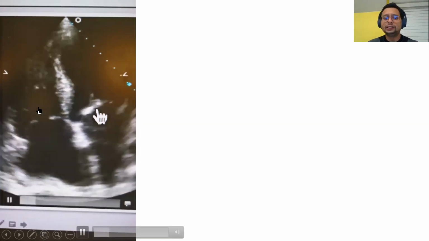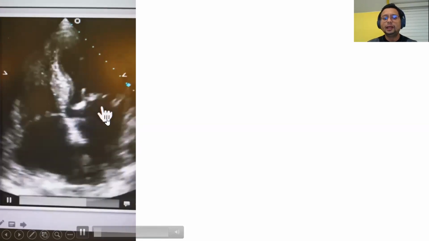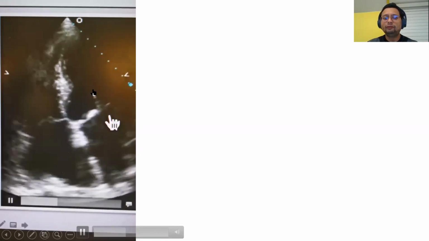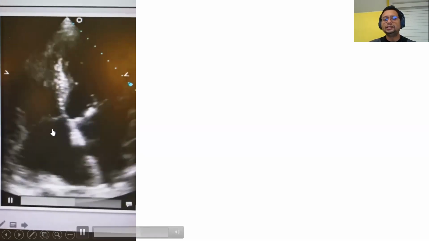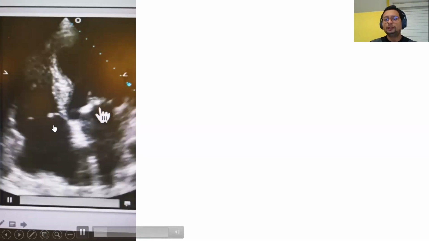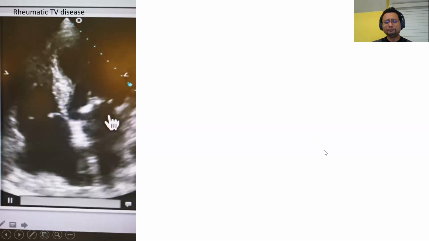Again, I want to correct myself. This is a normal echo, that is the right ventricle, left ventricle. As you can see, the mitral valve has rheumatic changes, and the tricuspid valve also has rheumatic changes. Okay, you can see the doming of the tricuspid valve. Okay, so it's a rheumatic tricuspid valve stenosis here.